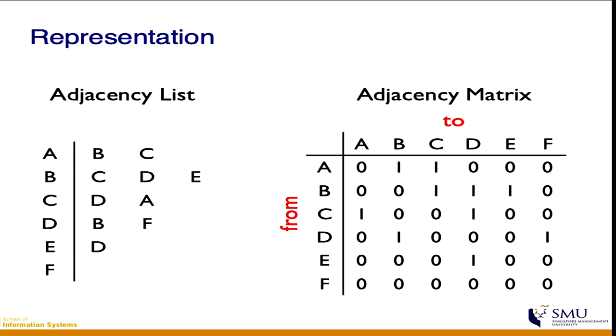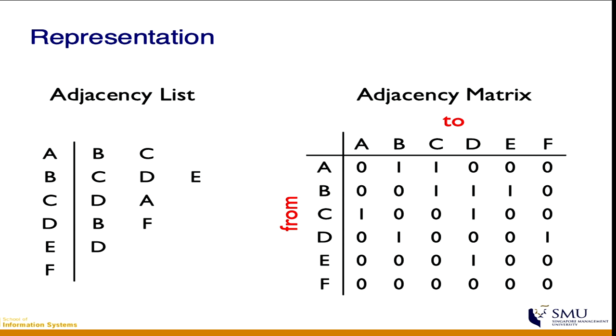There are two main ways. One is called adjacency list. The other one is called adjacency matrix. In this case, these two are two representations of the same graph, which is shown earlier. Now let's take a look at how they are represented.